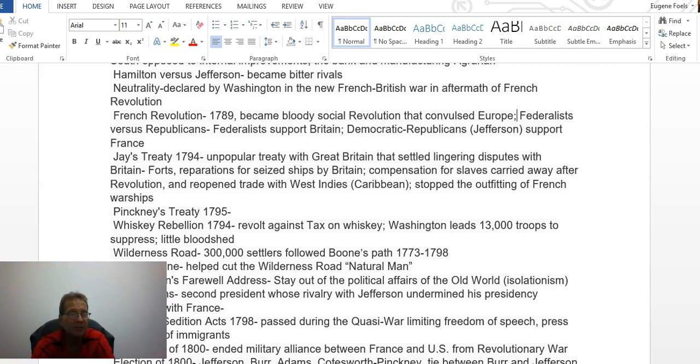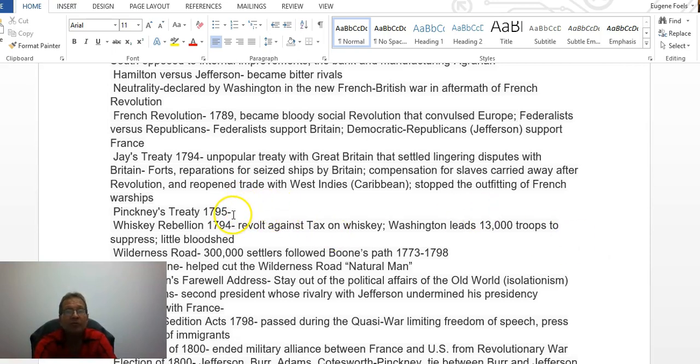Eventually, Britain and some of the other European nations are going to step in to try to stop some of the bloody social revolution that is going on in Europe as a result of the French Revolution and the ideas of nationalism that are being spread by the French, especially after Napoleon comes to power.